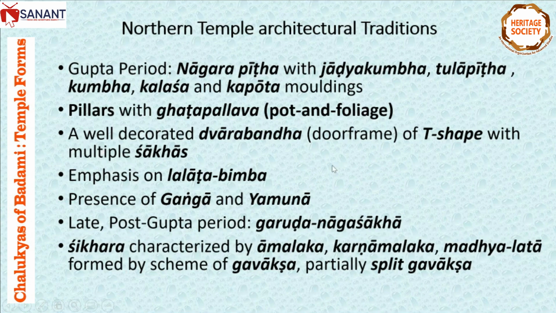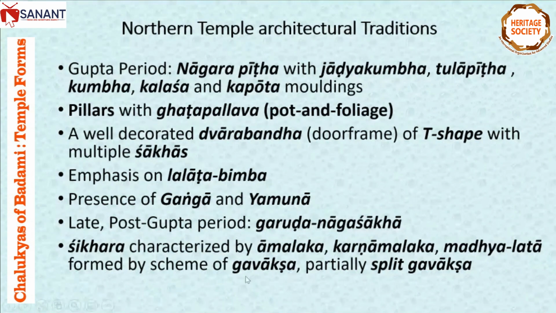Then there is an emphasis on Lalata Bimba, or the dedicatory block on the door frame, suggesting the religious dedication of the temple. Then there is presence of Ganga and Yamuna, either at the upper part of the Dwarabandha or at the Pedya or lower part of the Dwarabandha. The images will be there. Then in the late and post-Gupta period, you will also notice the Garuda Naga Shakha scheme being adopted for decoration of the Dwarabandha or door frame. Then the Shikhara is characterized by the Amalaka, Karnamalaka, Madhyalata, Gavaksha, and partially split Gavaksha.